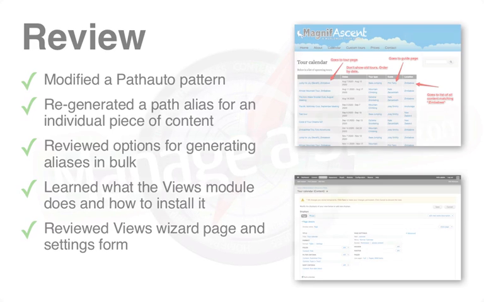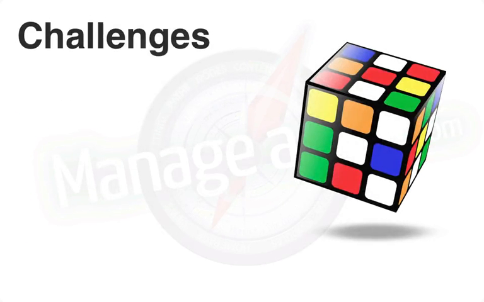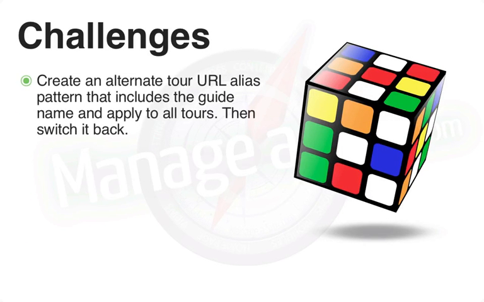From here, there's a couple of things you can do to challenge yourself. First of all, you can create an alternate URL alias pattern for our tour content type, and then update all of the tour pieces of content that we've created, all of the tour nodes, to use that new alias. Once you've done that, then switch it back.